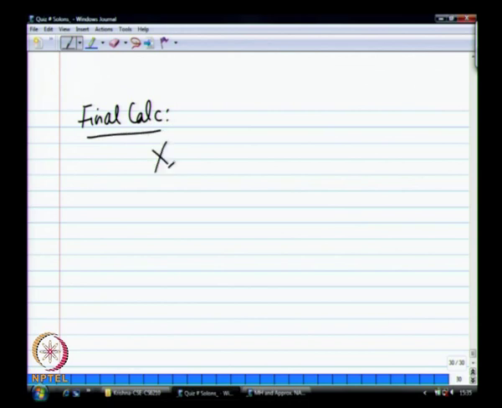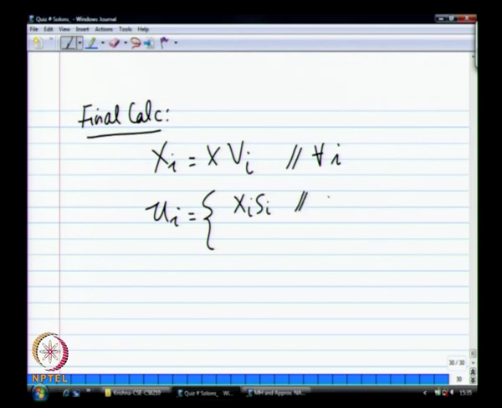For the final calculations you will do Xi equals X into Vi, right. This is for all i, and Ui is simply Xi Si, if it is a fixed capacity center or delay center, for whatever values of i match it. In the case of the load dependent one, Pi of 0 is the probability that there are no customers in Qi at the end of all the calculations, and 1 minus that is simply going to be your utilization of the particular queue.